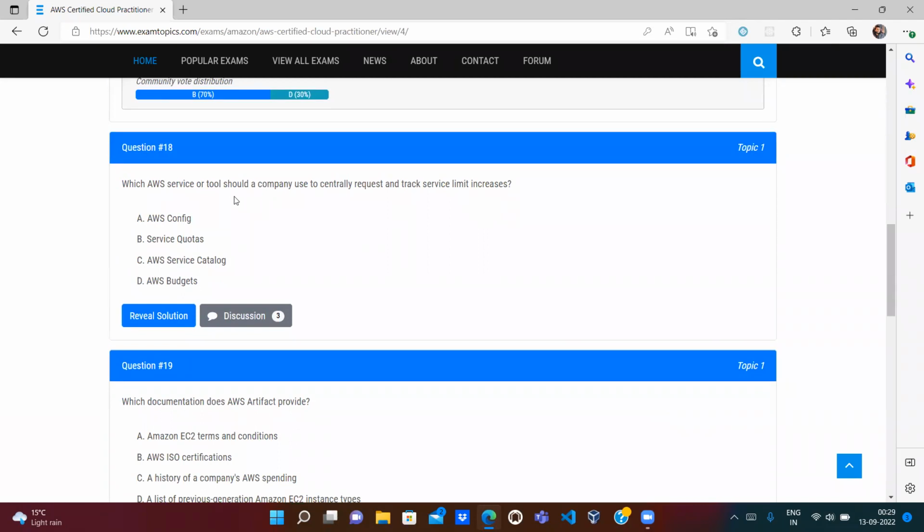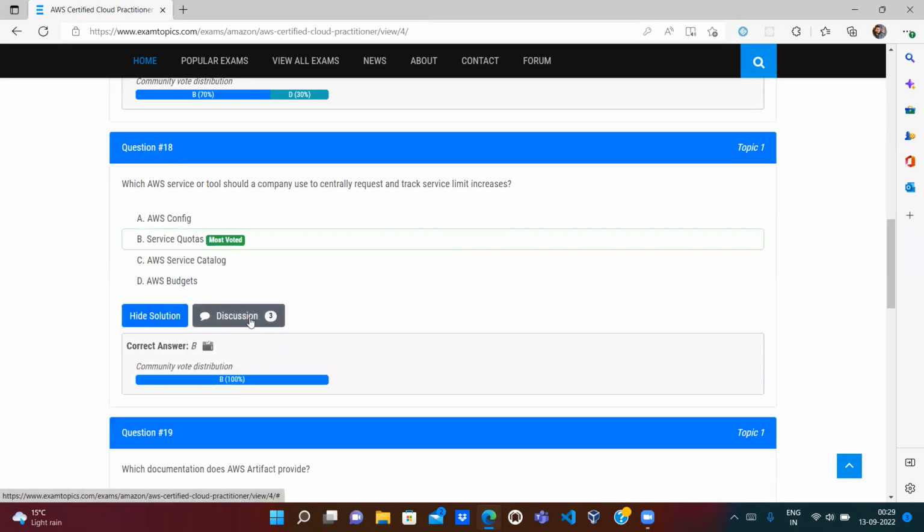Which AWS service or tool should a company use to centrally request and track service limit increases? You want to track your service quotas, so there is a service called Service Quotas itself. If you go to the AWS console and search for Service Quotas, you will be able to see that. AWS Config is just to track your configuration changes. Service Catalog is where you can see all the services. AWS Budgets is just for alerts. So the right answer is B.